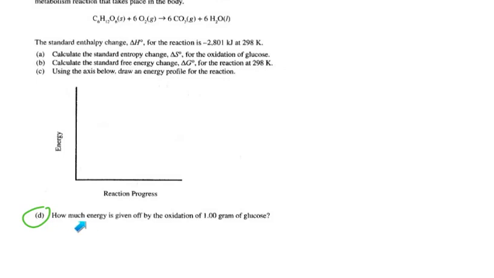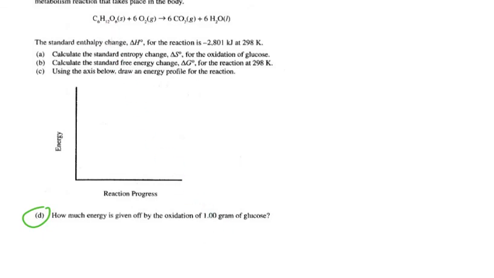In part D, they want to know how much energy is given off by the oxidation of 1 gram of glucose. So there's glucose. We're wondering how much heat is given off by 1 gram. Well, we know that the amount of heat given off is negative 2,801 kilojoules. So you might wonder, why is that not the answer? But you remember, this is for a mole of glucose, and we're not doing a mole here. We're doing much less than a mole.